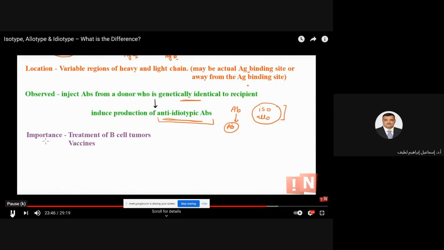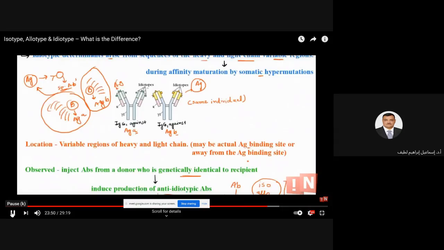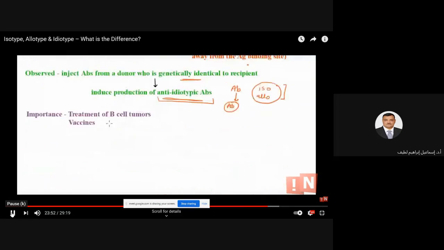Now, how are idiotypes useful to us? How can these idiotypes help us? The first thing is it can help us in the treatment of B cell tumors. Now, how is that possible?